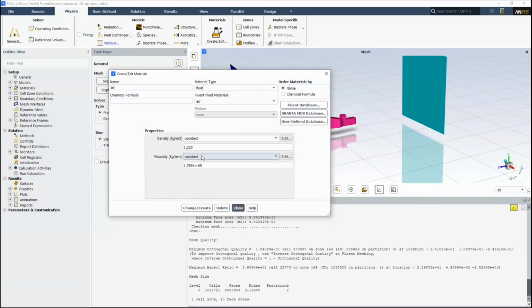We've also got a constant viscosity. There are a few models in here for variable viscosity, which you might need in situations where there are high temperature gradients or compressible flow. We can have a changing viscosity value based on some of these different models here. But for this case, it's very simple: constant density and constant viscosity.